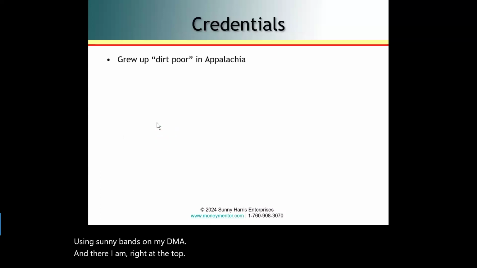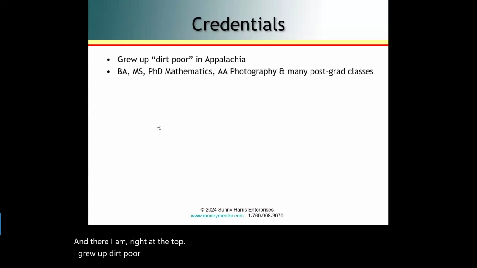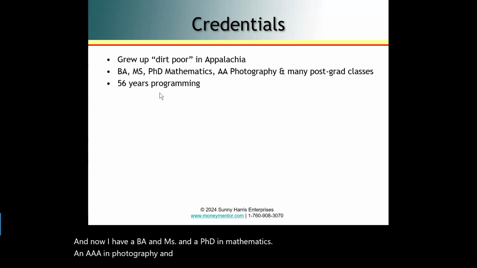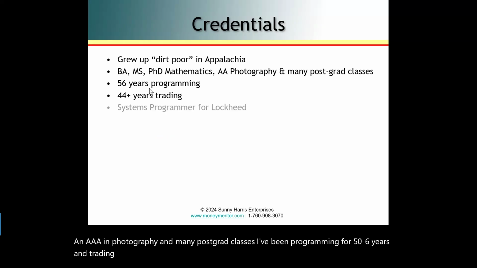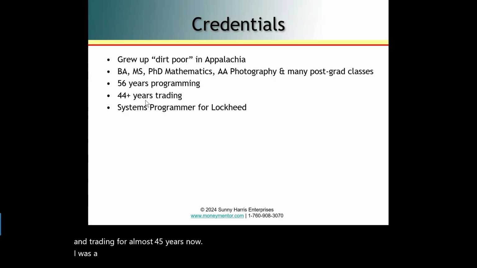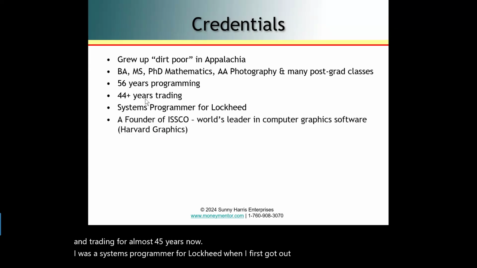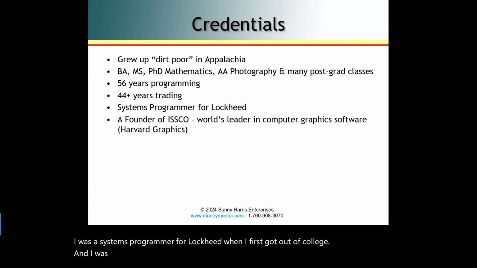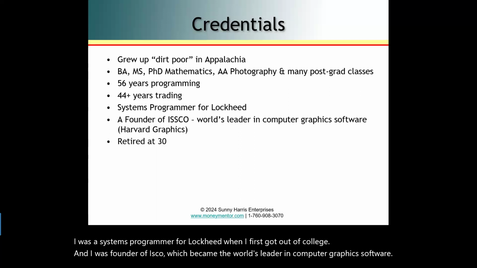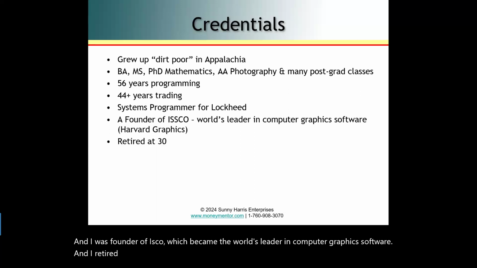I grew up dirt poor in Appalachia, and now I have a BA and an MS and a PhD in mathematics, an AA in photography, and many post-grad classes. I've been programming for 56 years and trading for almost 45 years now. I was a systems programmer for Lockheed when I first got out of college, and I was founder of ISCO, which became the world's leader in computer graphics software. And I retired when I was 30 years old.